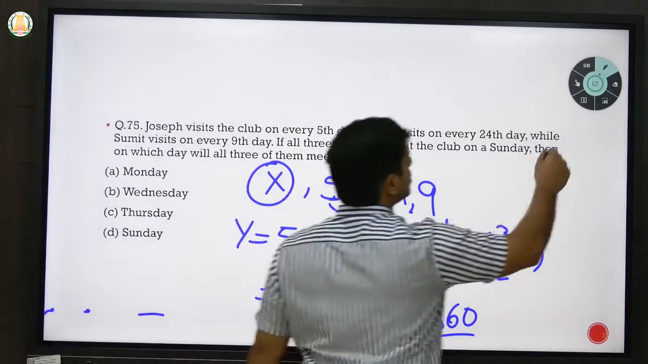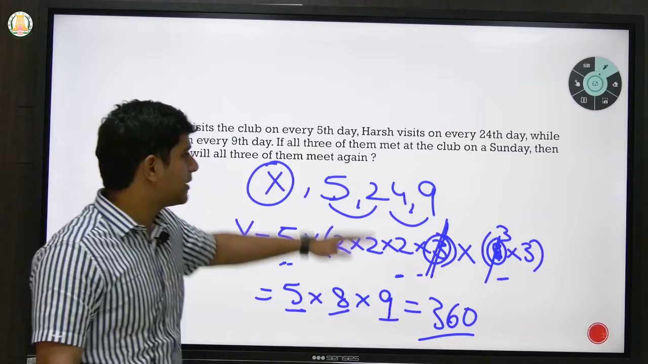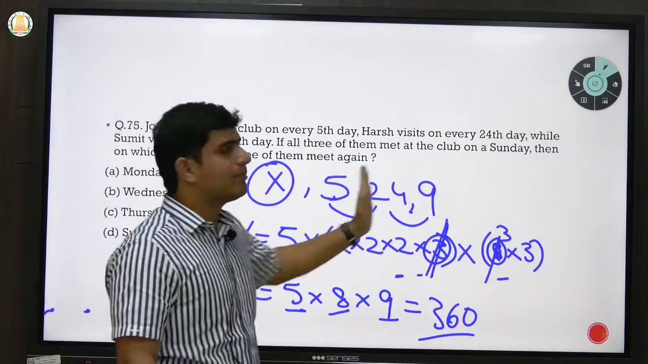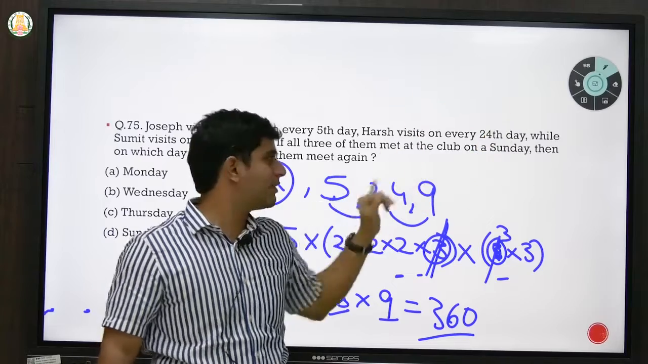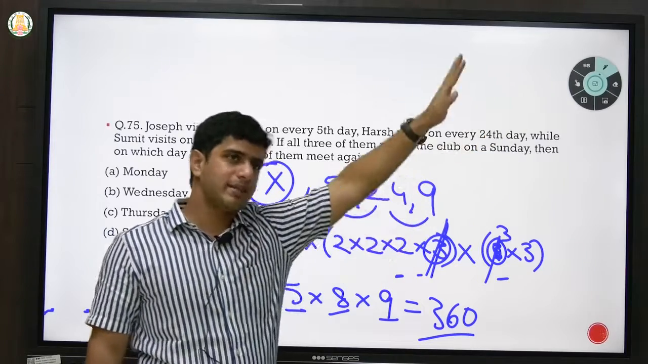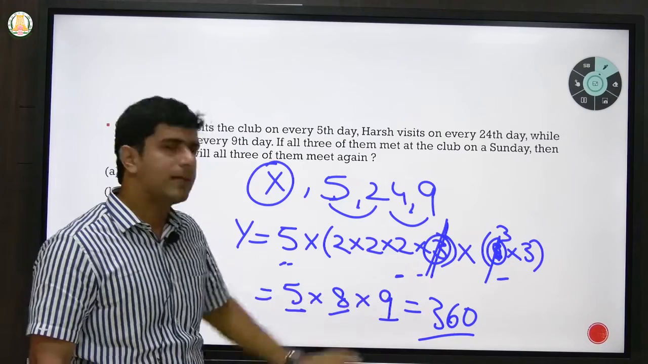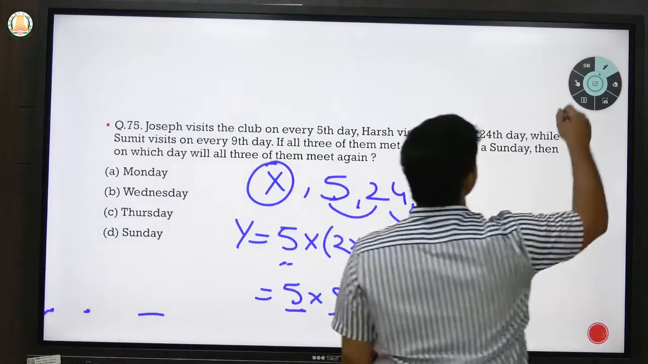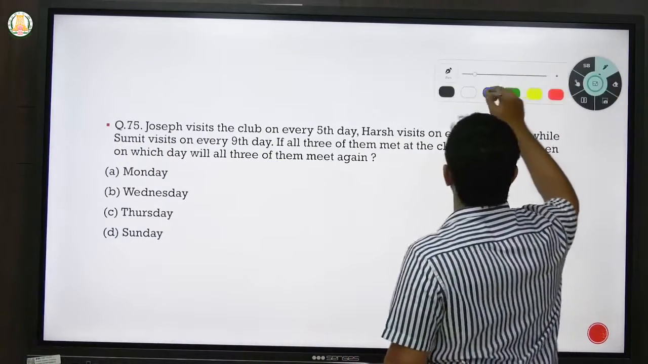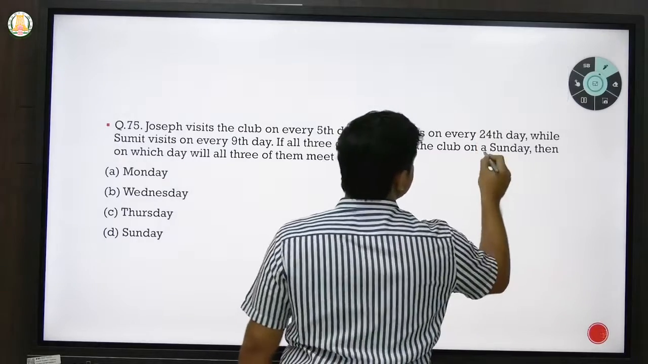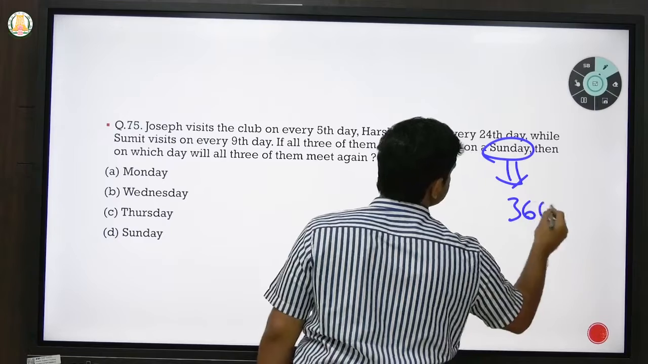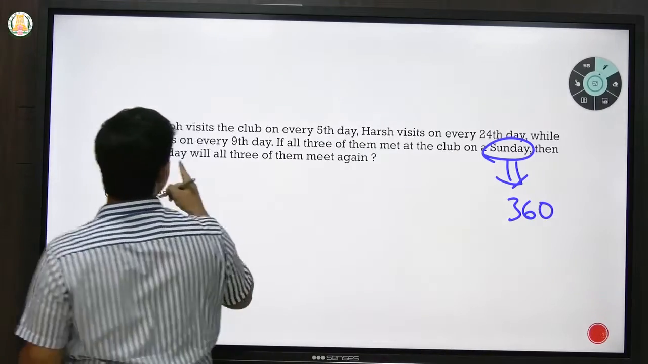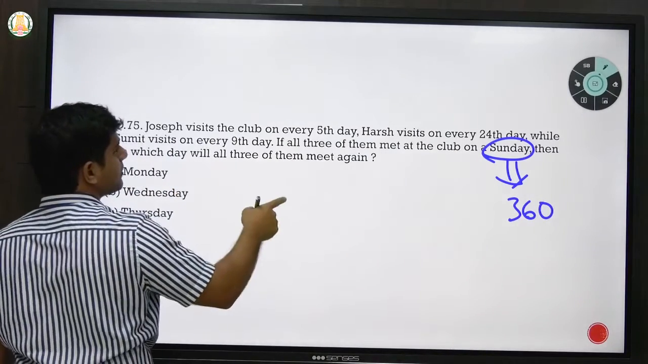If you're feeling this is very tough, you can actually write out the multiples of each of them, the series 5, 10, 15 like that, 24 like that, and 9 like that, and see where they all meet. You will find they meet at 360. So for this particular question, you need some kind of mathematical understanding. Now what he is saying is they meet on a Sunday, and we know this Sunday is the 360th day. Then on which day will all 3 meet again?